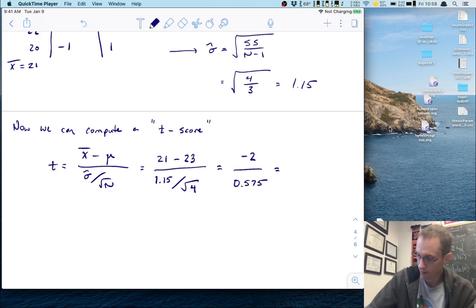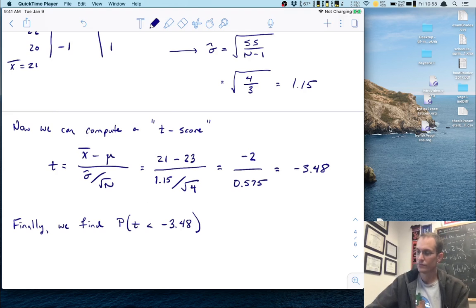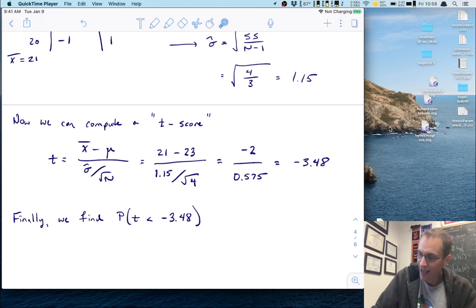Which then, if we put that into our calculator, we get -3.48. So our t-score is -3.48. So based on this, we can now say the probability of getting an observed sample mean less than 21 is the same as getting the probability of getting a t-score less than -3.48. Okay.